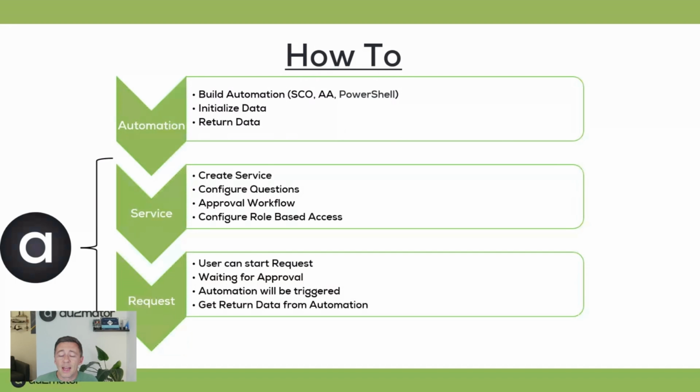And then the end user can start a request. If an approval is configured, the user has to wait for the approval to be done. And of course, the user will be informed about this process. So if there is an approval waiting, the user will be informed via email or in the portal that an approval is pending and he has to wait until the request is approved. If the request is approved or there is no approval, the automation is triggered with the values the user entered in the front end, and you get some return data back.